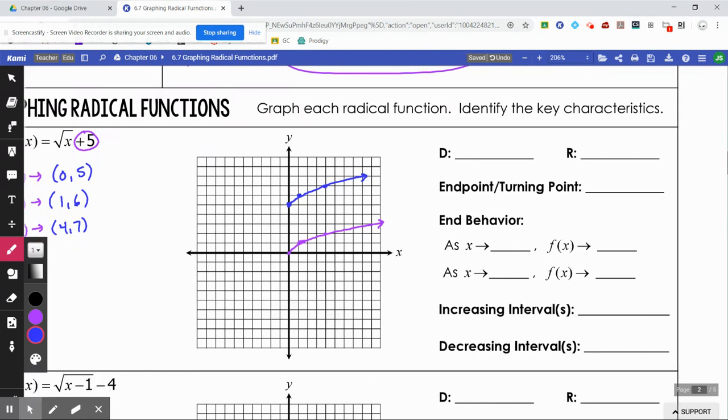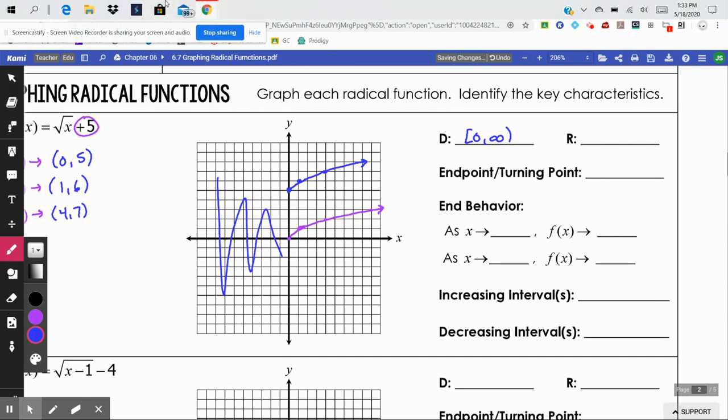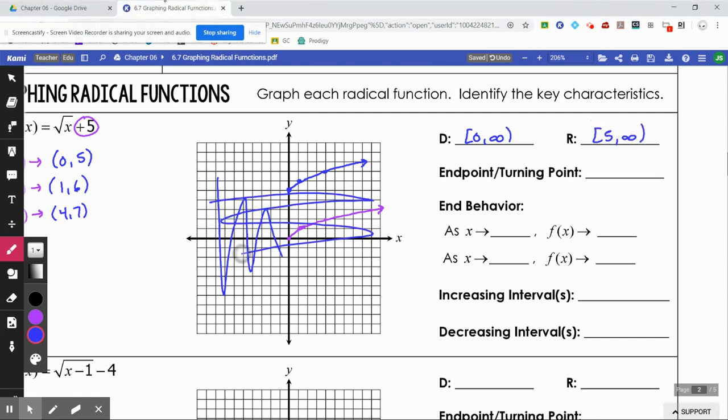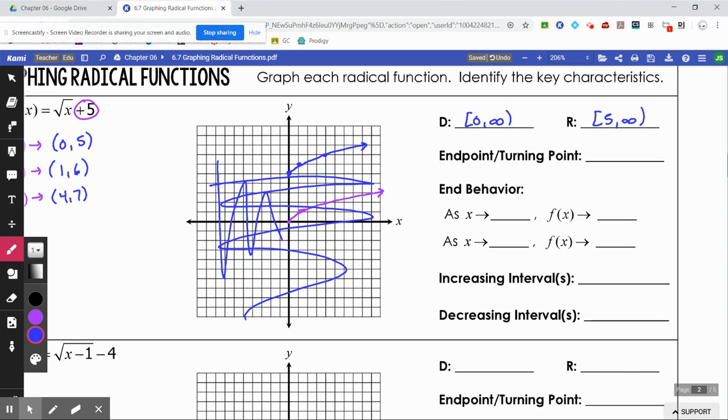Your domain for your new graph, notice there's no graph over here. Your domain does not change. It still goes from 0 to infinity. We did not move it left or right any. The range, however, used to be from 0 to infinity. It has now been moved up 5 units and it is now 5 to infinity. Notice there's no graph below 5. Your endpoint or turning point, which used to be at 0, 0, got moved up 5, so it is now located at 0, 5.